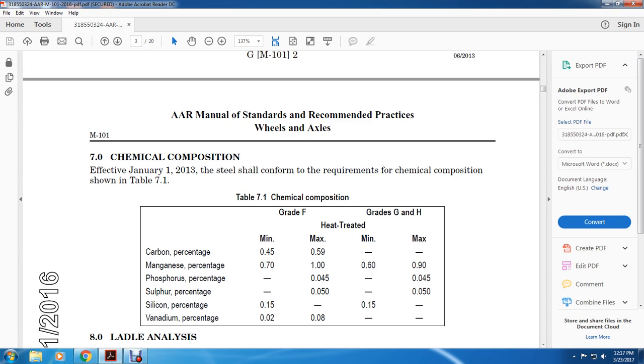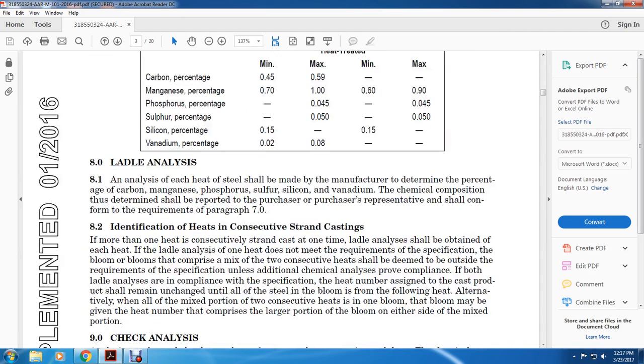Silicon percentage minimum 0.15, and for grade F and grade H. Vanadium percentage 0.020 and 0.080 maximum, each in grade F.